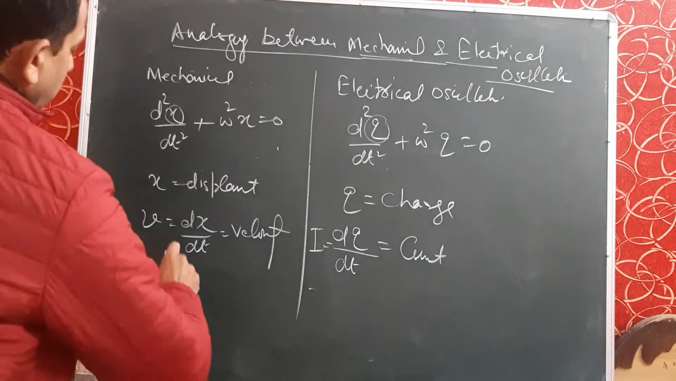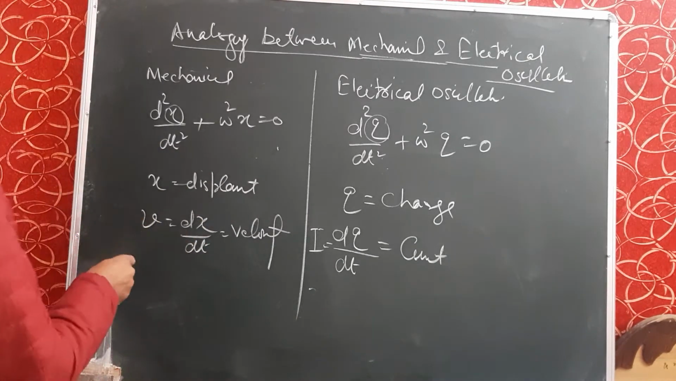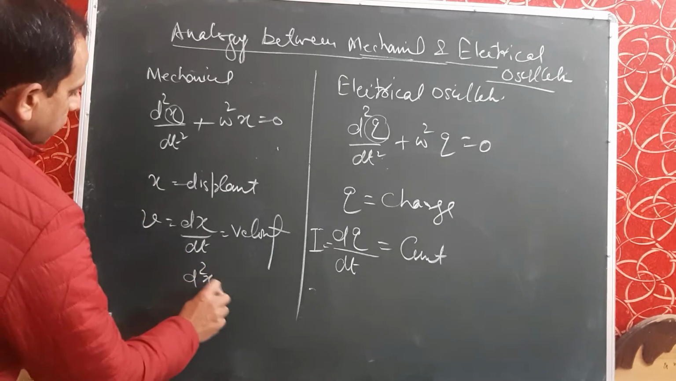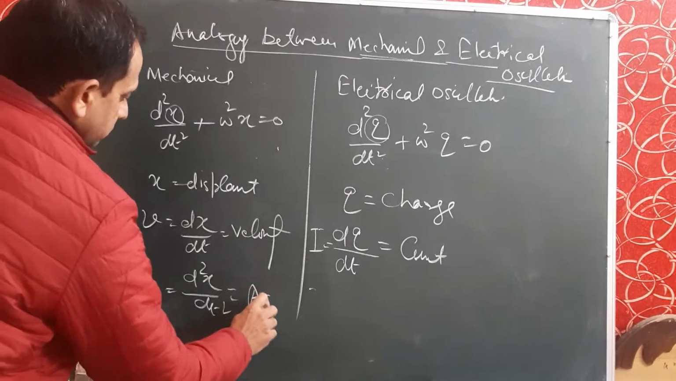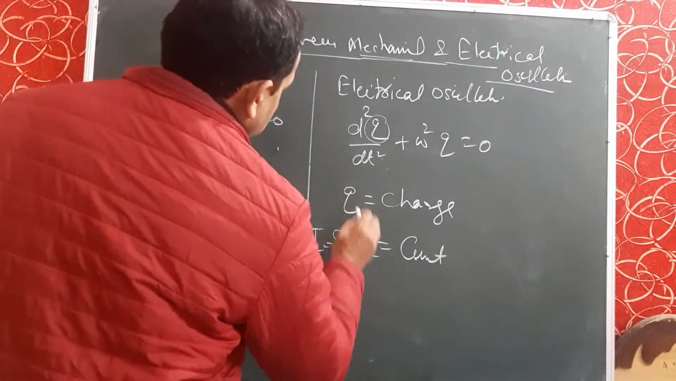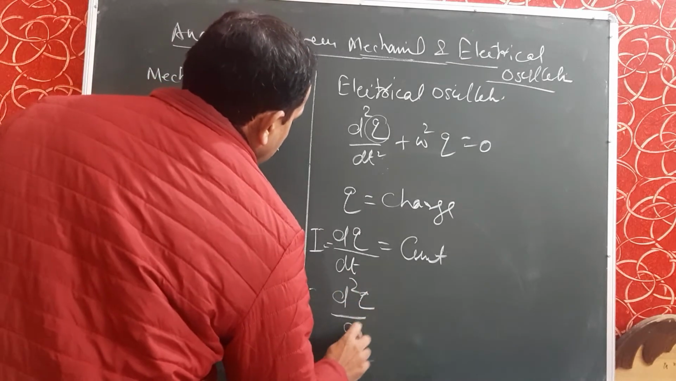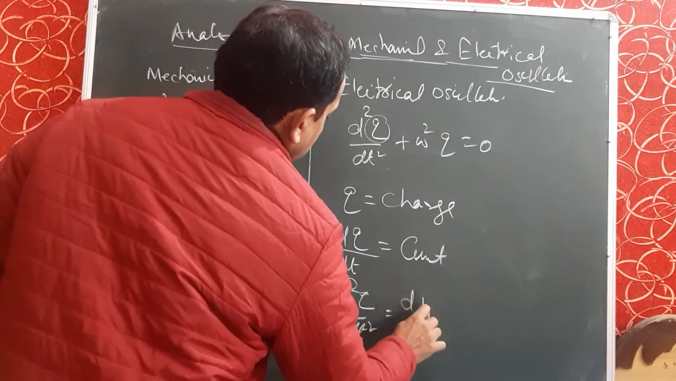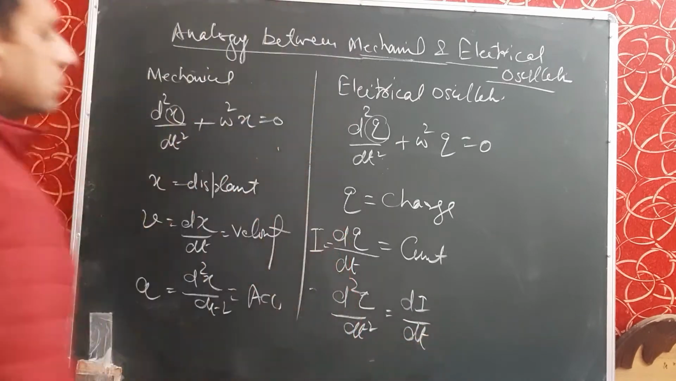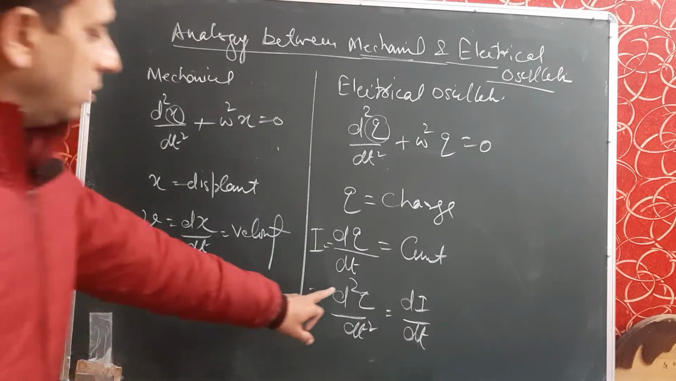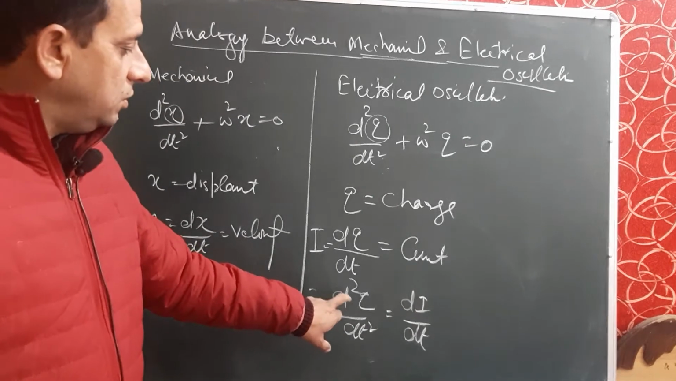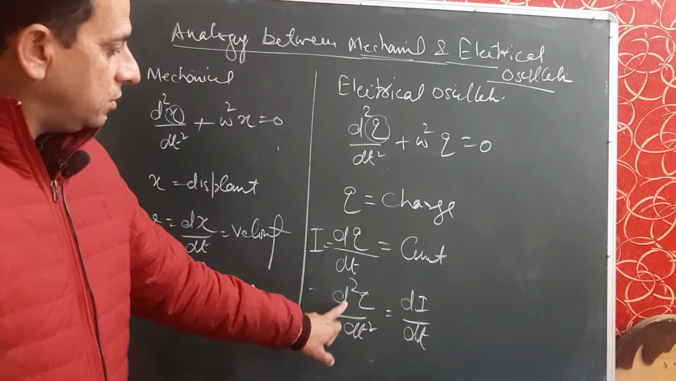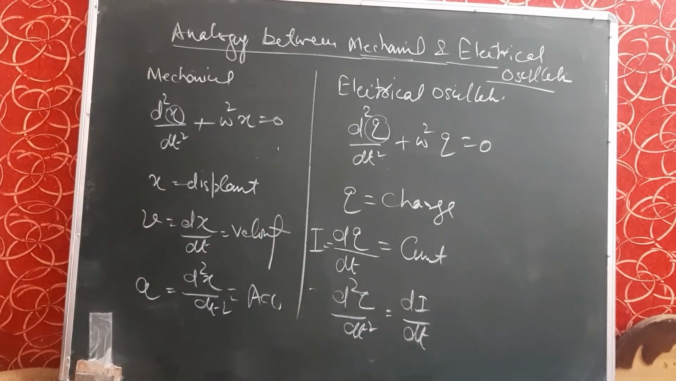And also, if we take again derivative of this x, that is double derivative d square x upon dt square, it is acceleration. In this case, d square q upon dt square is the rate of change of current, because it has no special name. So, we may write this dq by dt as I, and d square q by dt square is equal to di upon dt, that is rate of change of current with time.